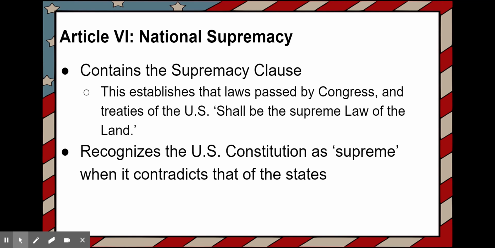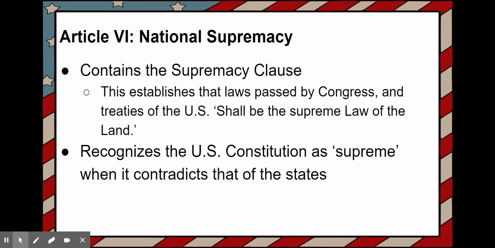All right, Article 6, national supremacy. Okay, so this contains the supremacy clause, which says that laws passed by Congress and treaties of the United States shall be the supreme law of the land, and recognizes the U.S. Constitution as supreme when it contradicts that of the states. So, what does that mean when you hear supreme? When it's supreme law of the land, what does that make you think of?